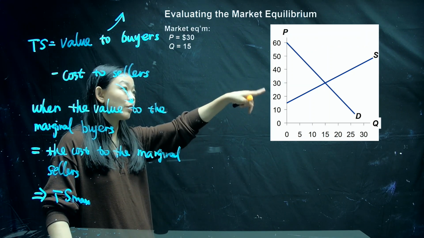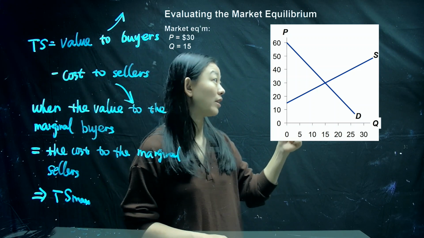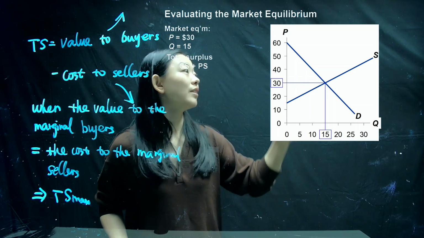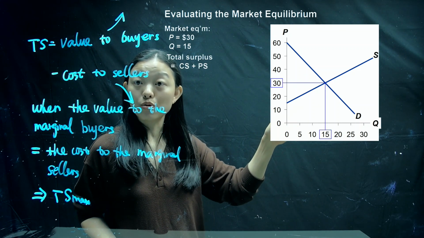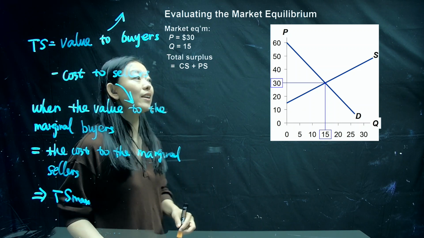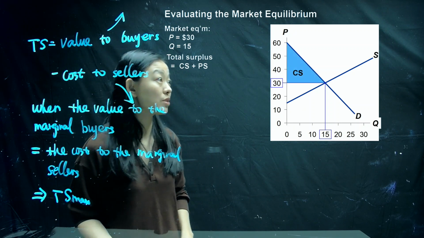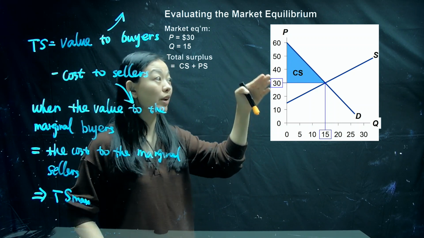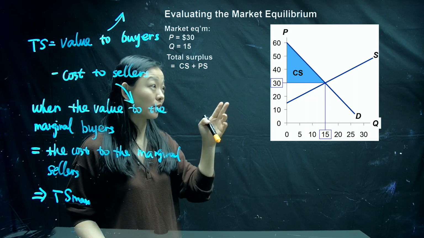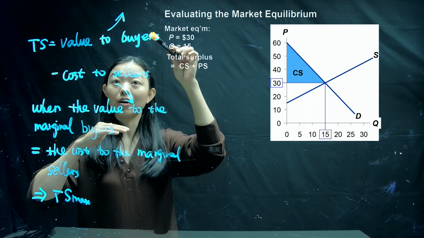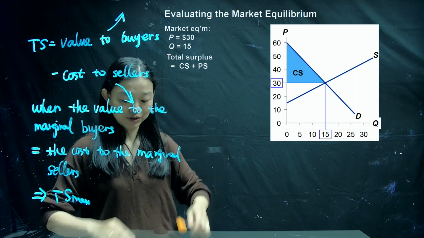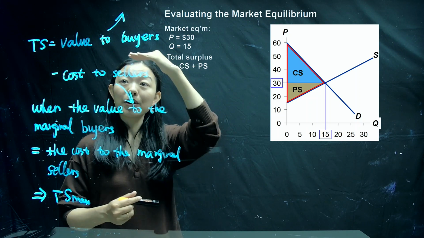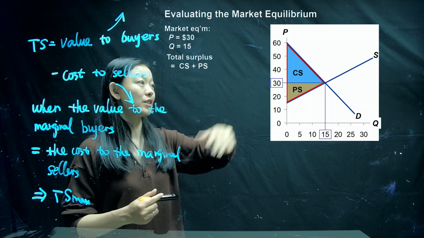From this graph, we can find out the market price is $30, and the market equilibrium quantity is 15 units. So we can get total surplus equal to producer surplus plus consumer surplus. Consumer surplus is shown in this triangle, because it's the area below the demand curve and above the market price. Producer surplus is the area below the market price but above the supply curve.